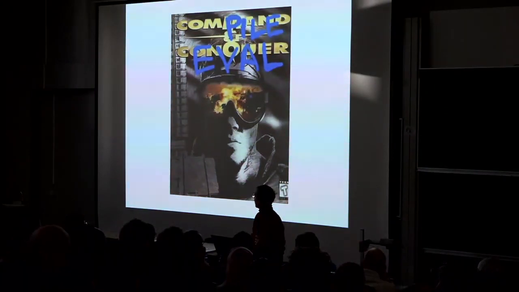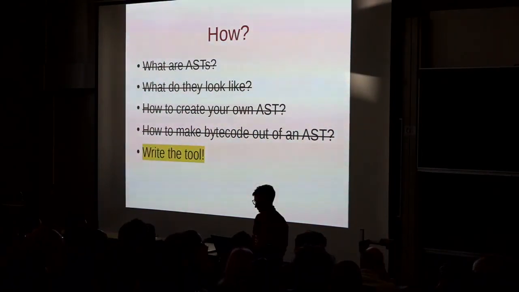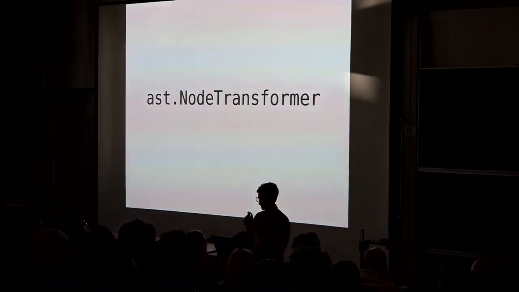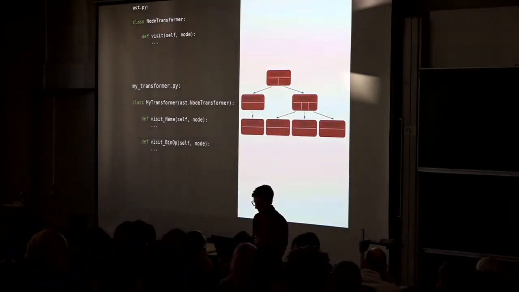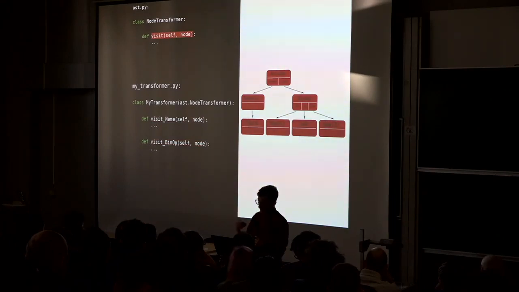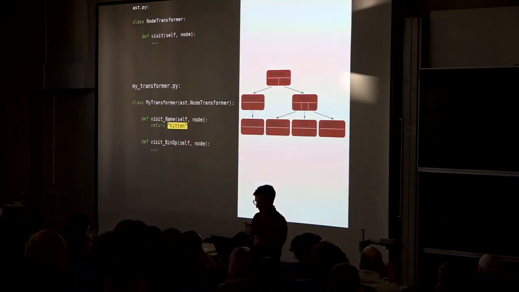So the only thing left to do is to write the tool. But before we do, I would like to introduce you to one more class. And this one is called NodeTransformer. So the NodeTransformer class looks something like this. We have the visit method. And the way we work with the NodeTransformer class is we define our own class, which inherits from the NodeTransformer. Then we define the visitors for the nodes we want to visit. We call the visit method from the base class on the AST. And it works like a dispatcher. It just takes the node, checks its type, and calls appropriate visitors. So what we return from the visitor will replace that node in the tree.